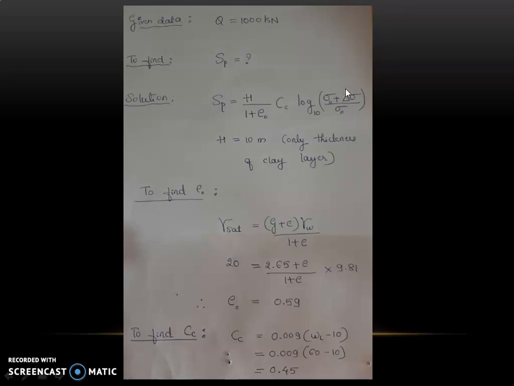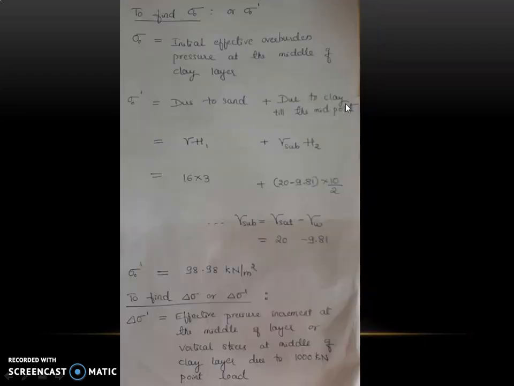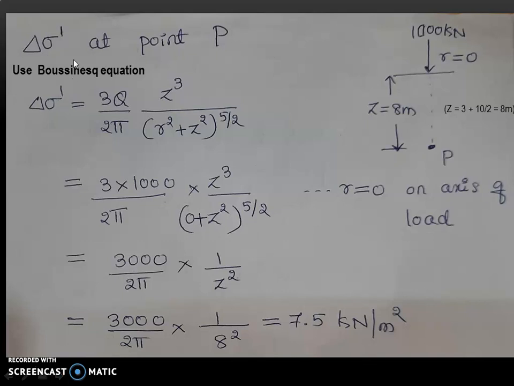Now we have to find out what is delta sigma, which is also not given in the problem. That is increase in stress due to construction of the foundation. So to find delta sigma, we will use Boussinesq equation. So before that, we will just check out the terms involved in Boussinesq equation. The load acting from the foundation is 1000 kilonewton, and we have to find out what is increase in stress at the midpoint of the clay layer.